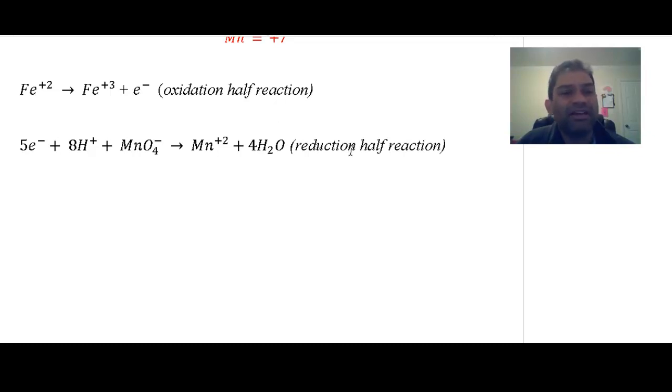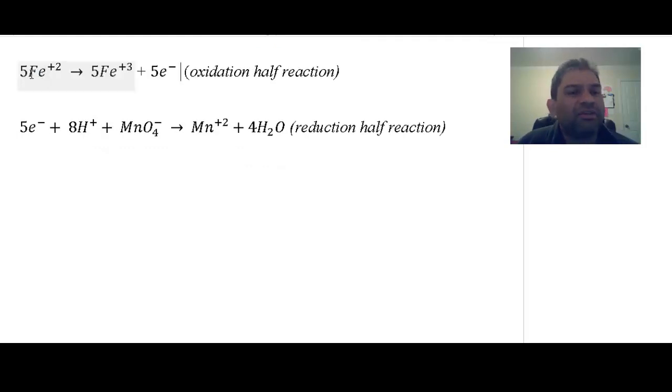The key point here is no free electrons. So we will remove the electrons and cancel them out by multiplying this top half reaction by 5. So let's multiply this top half reaction by 5. We multiplied the first half reaction by 5. This one will stay the same. Let's cancel out our electrons.